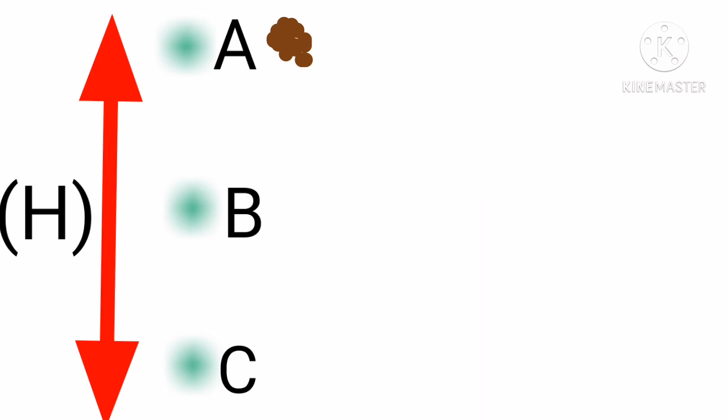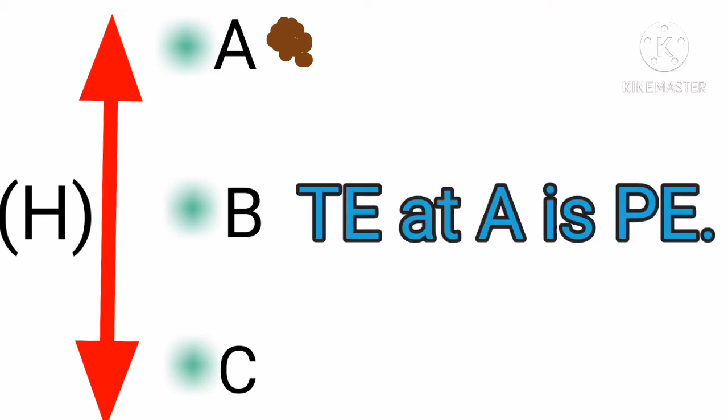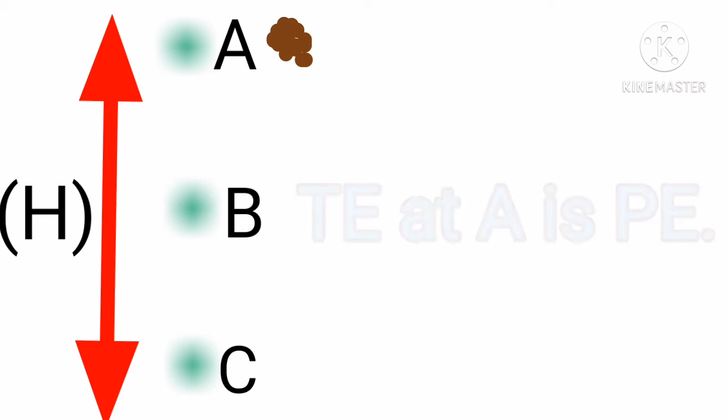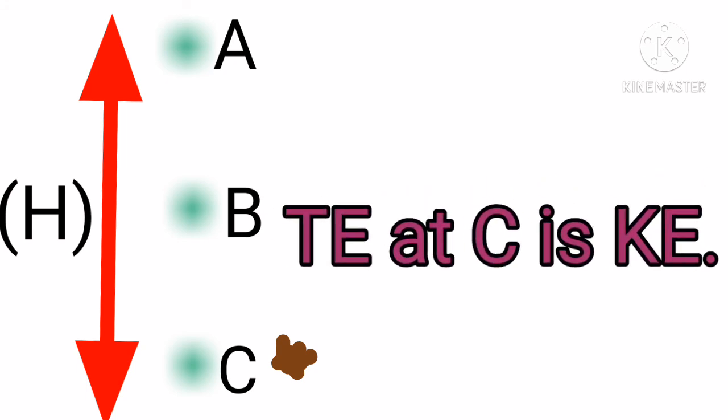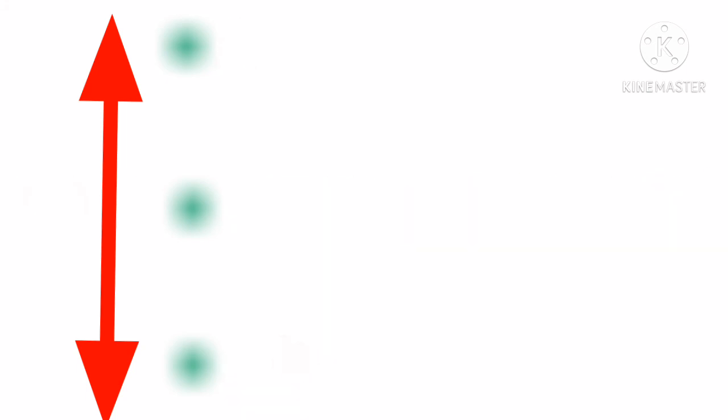When the stone is at the point A, I did not release it. So the kinetic energy will be 0. So the total energy at point A is potential energy. Now I have released the stone. The stone has become stationary at point C. Now let us calculate the total energy of the stone at point C. Since the stone has come from the state of motion to the state of rest, potential energy will be 0. So therefore total energy at point C is kinetic energy.